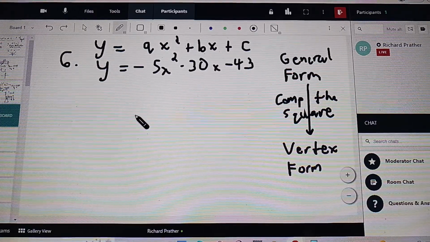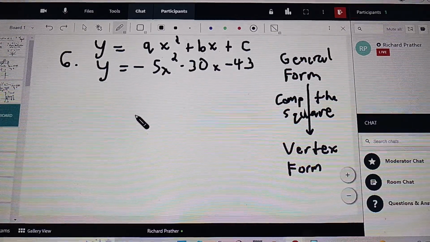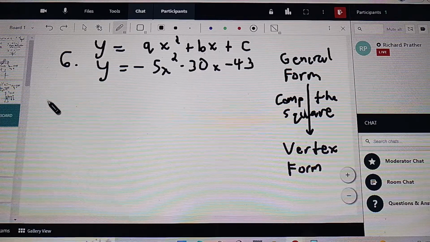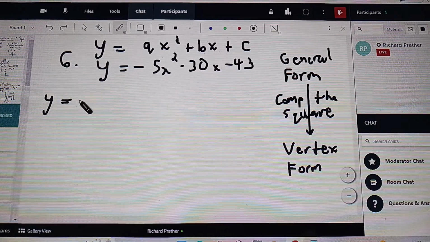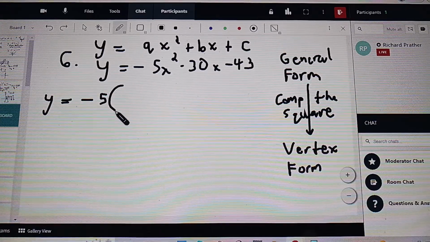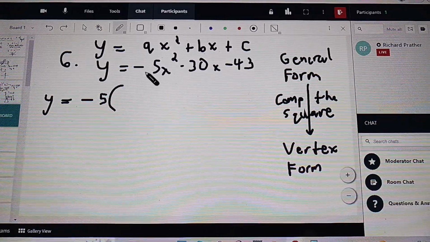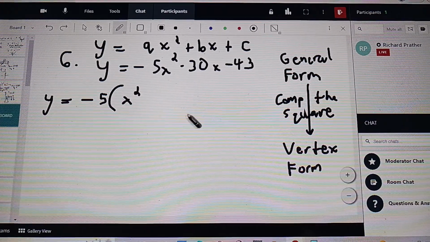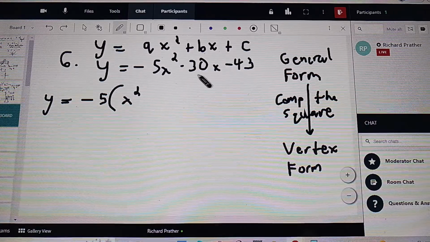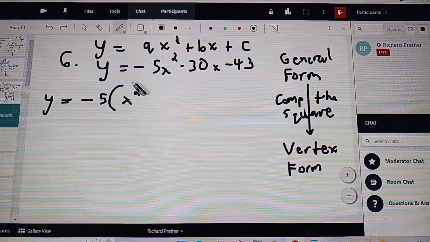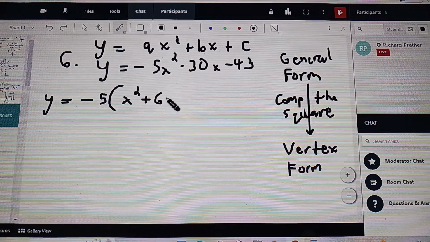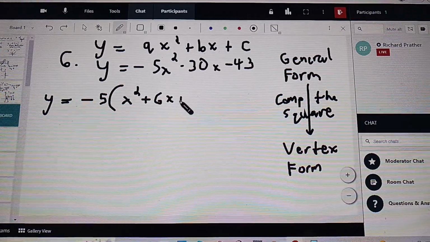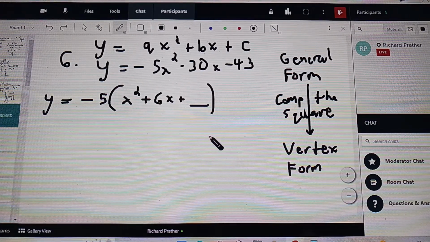And you can't complete the square unless you have a 1x squared. So it doesn't work with a negative 5x squared. So first snafu here is I have to factor out a negative 5 off this x squared part so that I can have a 1x squared here inside the parenthesis. And that's going to affect this negative 30x. That needs to be divided by negative 5 also. Negative 30 divided by negative 5 is positive 6.